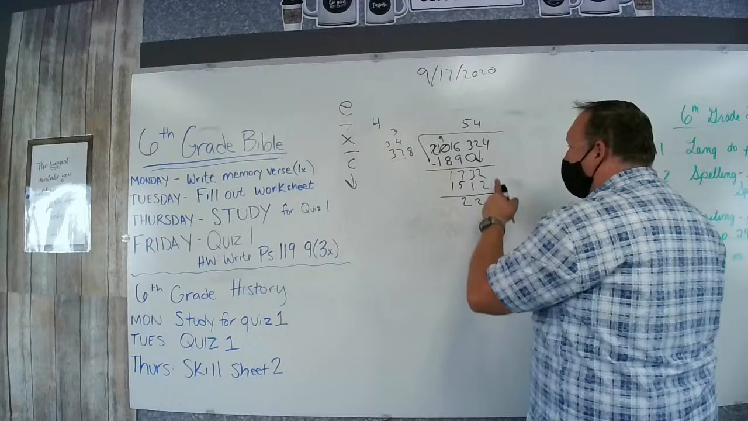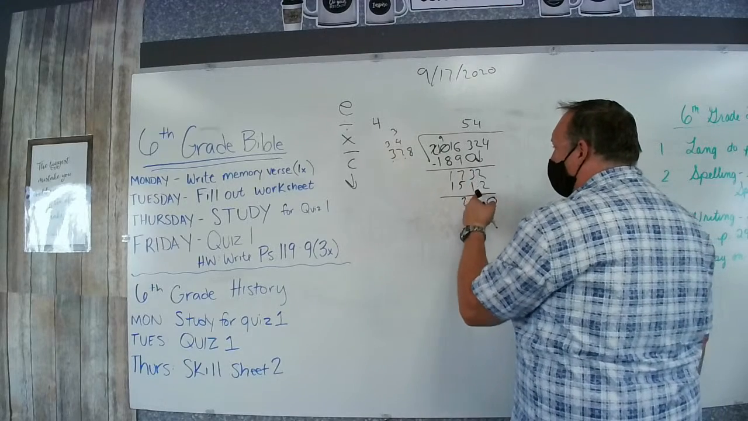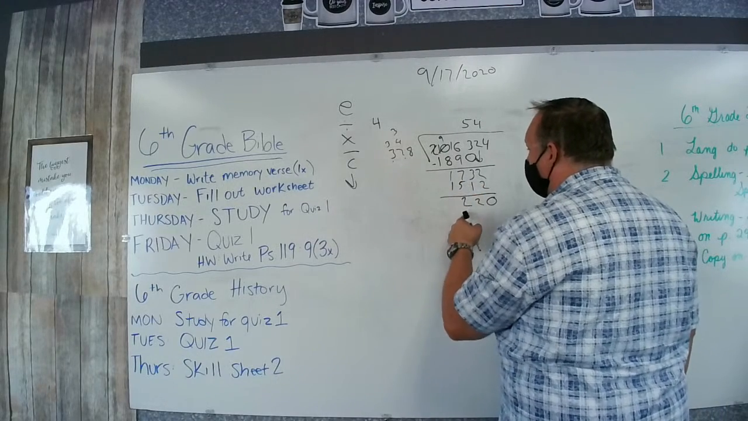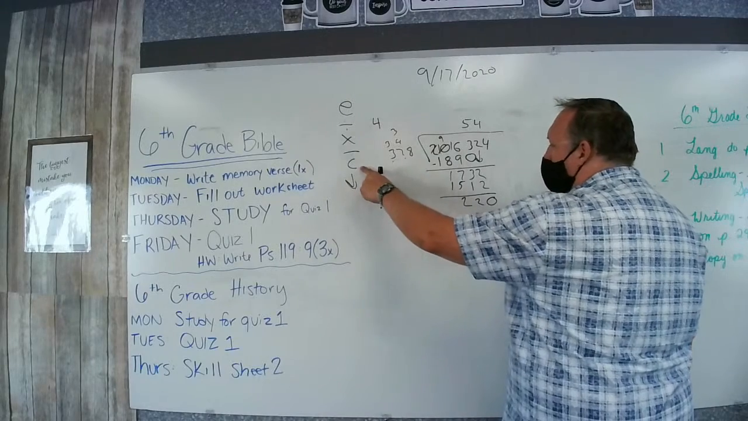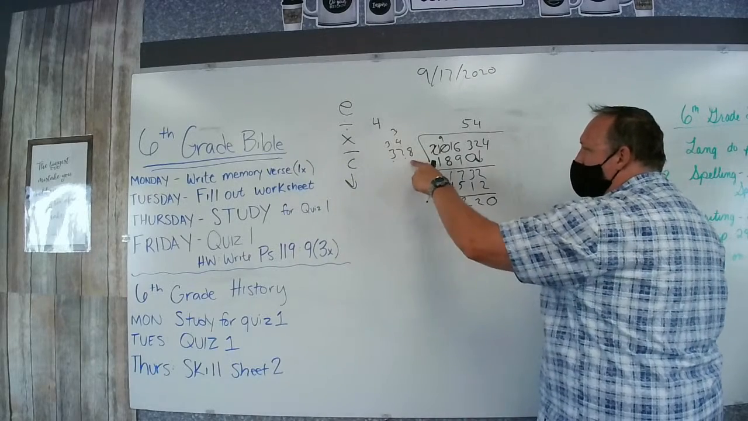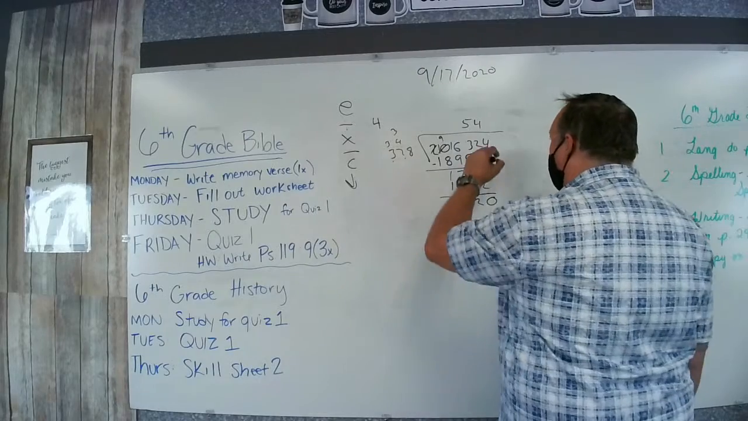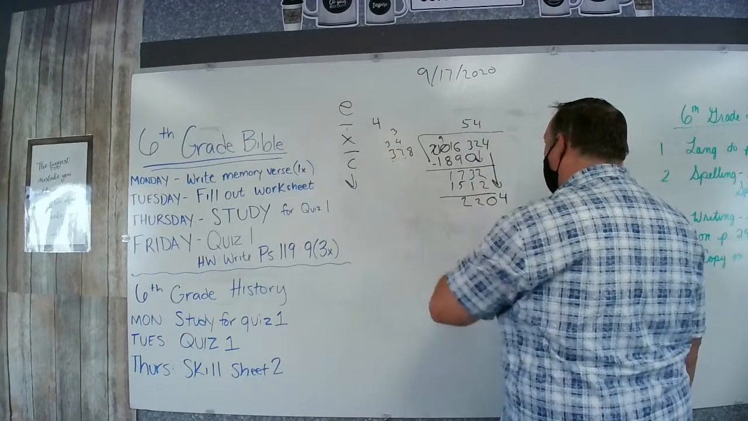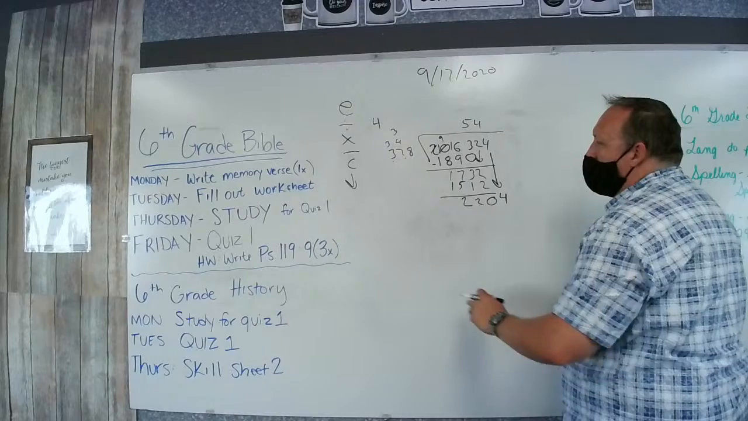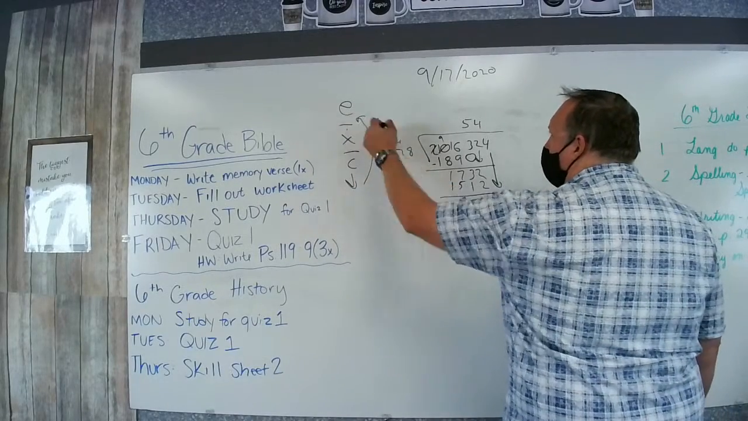Okay. 2 minus 2 is 0. 3 minus 1 is 2. 7 minus 5 is 2. Now I'm going to compare. Is 220 less than 378? I'm good. I can bring down my last number. Okay. Then I start the whole thing over again.